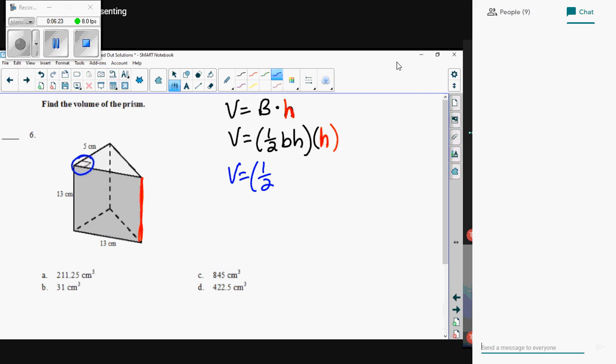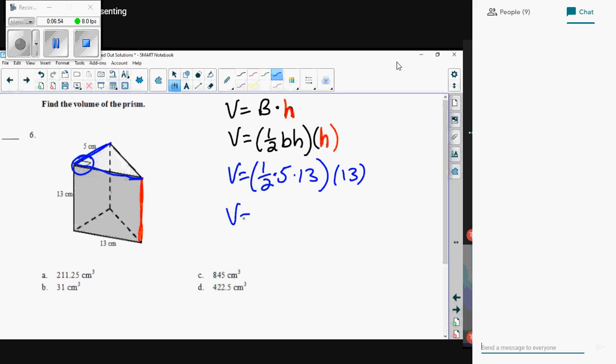That right angle symbol tells us the base and the height of the triangle, because the base and the height are the two segments that form the right angle. So those two segments are 5 and 13. So it's going to be 1/2 times 5 times 13. And then that's the area of the triangular base. But we then have to multiply that by the height of the prism. And the height of the prism is also 13.